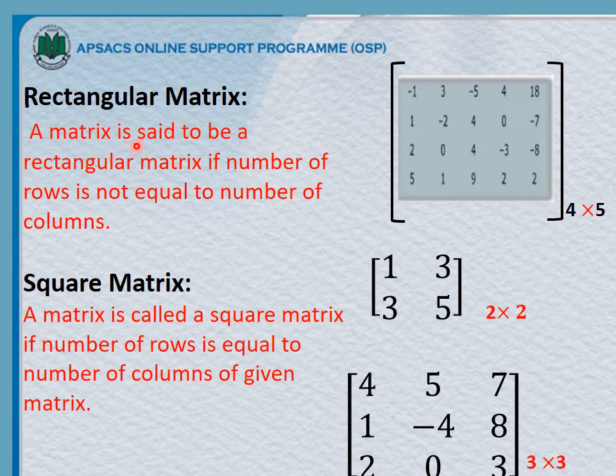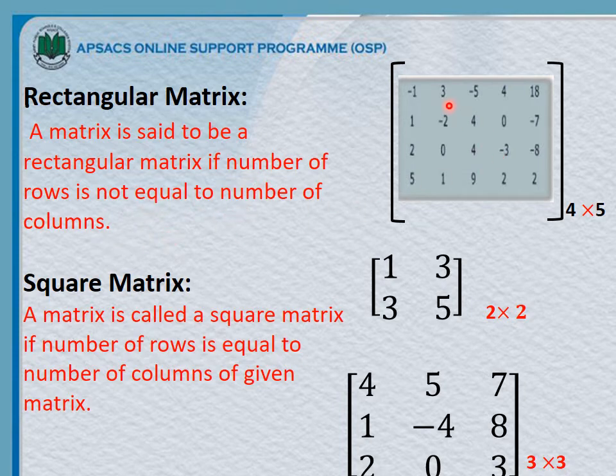Now rectangular matrix. What comes in your mind when you think about rectangle? In rectangle, length and width are not same. Similarly, you can link with rectangular matrix as we deal with columns and rows. So what is rectangular matrix? A matrix is said to be a rectangular matrix if number of rows is not equal to number of columns.